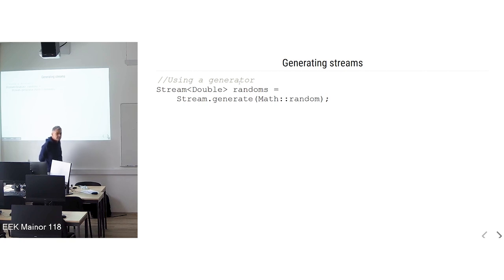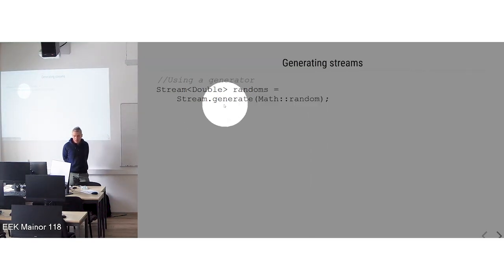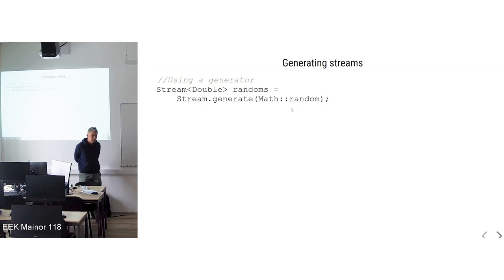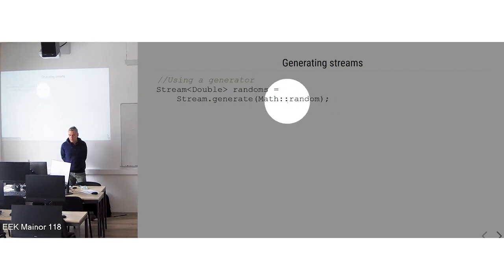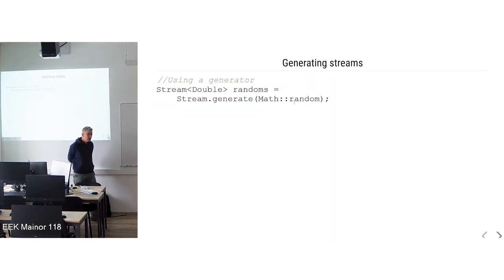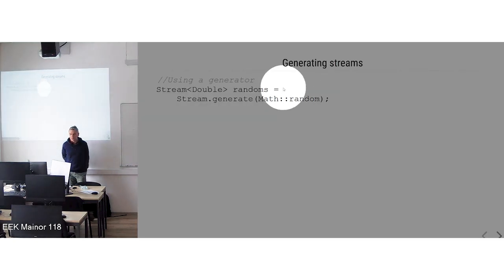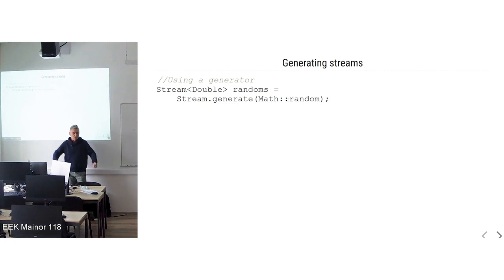And then you can generate streams. For example, if you want a stream of random doubles, you can use stream.generate, because generate accepts a supplier functional interface as its argument. So Math::random is a method reference that can be cast to the supplier functional interface. So, for example, if you have a method that can just produce more and more values, then you can convert this method to a stream using this.